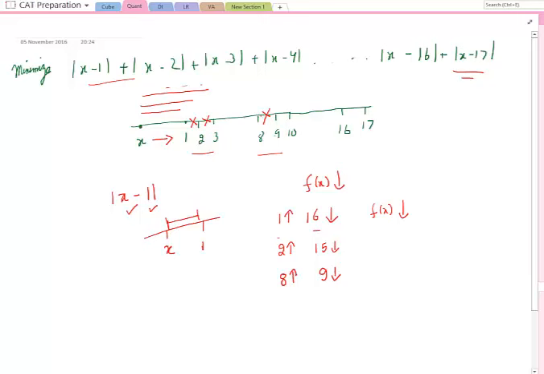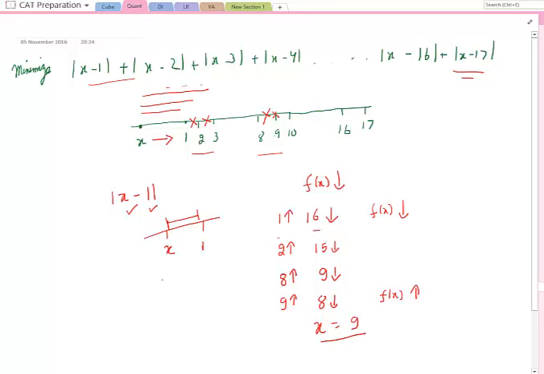But as soon as you cross 9, the opposite will happen. Now, there are 9 expressions which are going up and only 8 which are going down. So overall, your f(x) would start increasing. So your f(x) would be minimum at x equal to 9. So you can substitute x equal to 9 in the expression and get the value, which will be the minimum value.